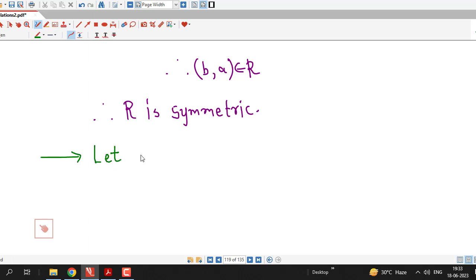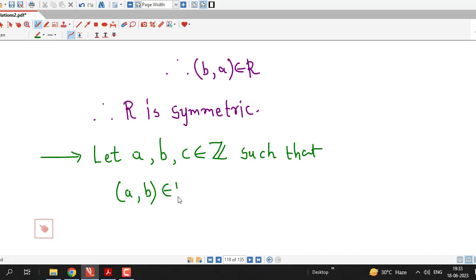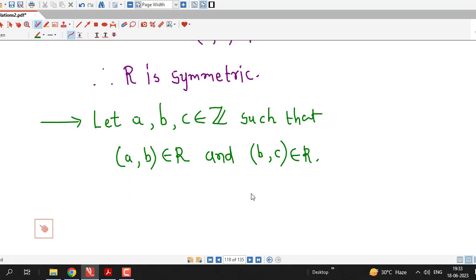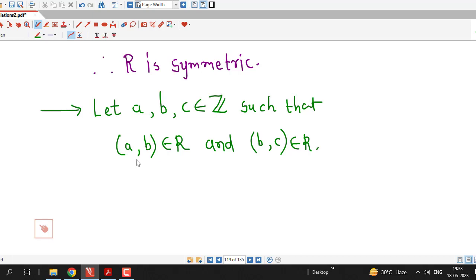So we consider any three integers. Let A, B, C belong to Z such that A is related to B, that is (A, B) belongs to R, and B is related to C, that is (B, C) belongs to R. And if the relation is transitive, then we must have ordered pair (A, C) belongs to R. So we have to show that if A is related to B and B related to C, then A is related to C. Now (A, B) belongs to R, that means A is congruent to B modulo m, and here I should write B is congruent to C modulo m.